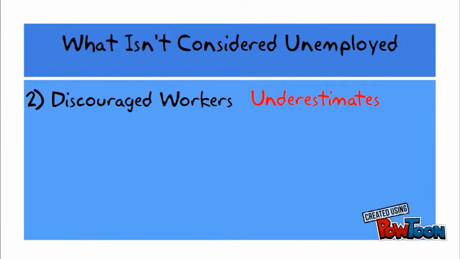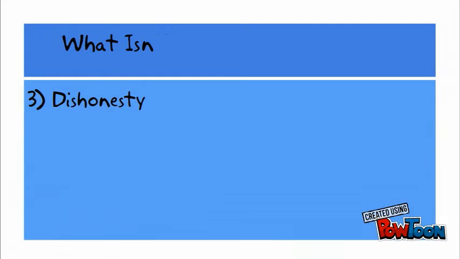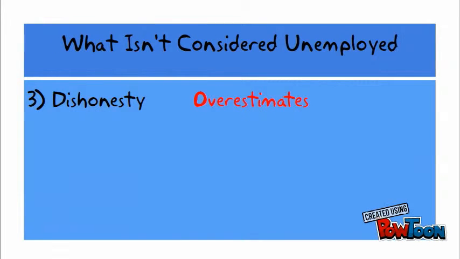Next, we have discouraged workers, who are people that have just given up looking for work. They are also not included in the labor force, and they underestimate the unemployment rate. Next, we have dishonesty, which are either people who say they are looking for jobs, but in reality they are not, or people who are working under-the-table jobs, such as the black market. This overestimates the unemployment rate.